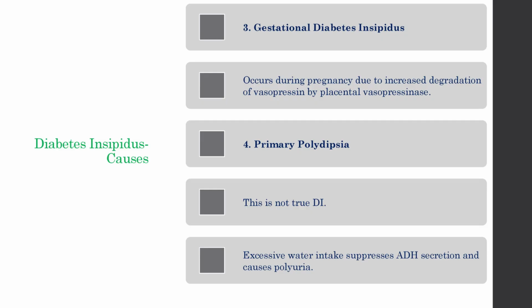Number 3. Gestational diabetes insipidus. Occurs during pregnancy due to increased degradation of vasopressin by placental vasopressinase. Number 4. Primary polydipsia. This is not true DI. Excessive water intake suppresses ADH secretion and causes polyuria. Differentiating this condition from DI is clinically very important.